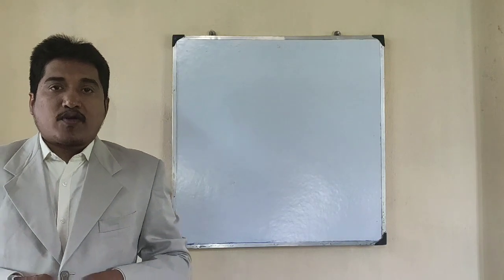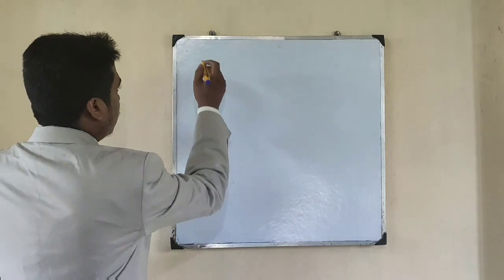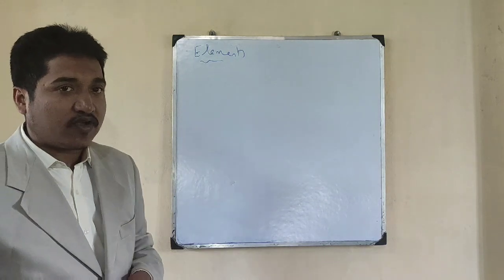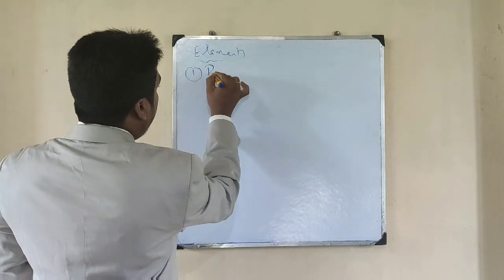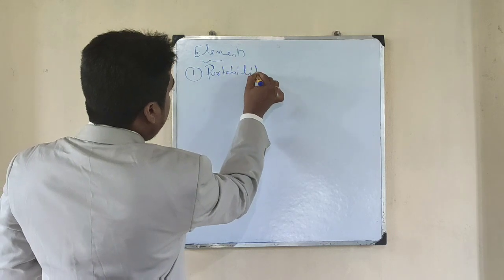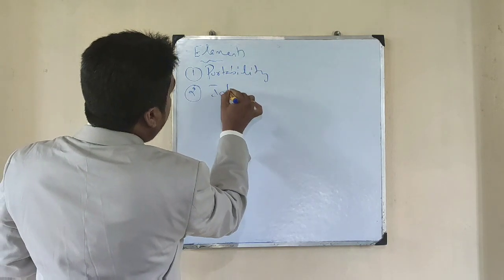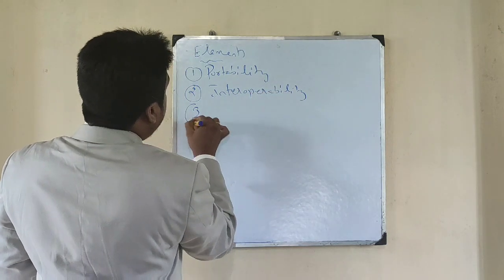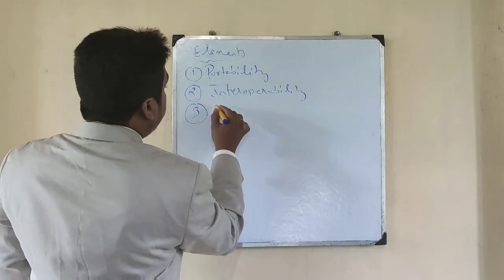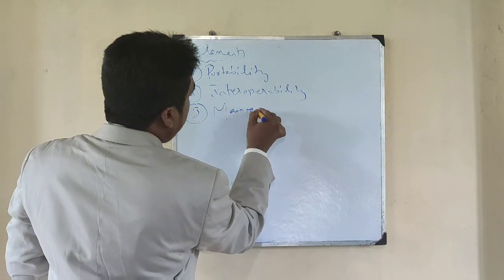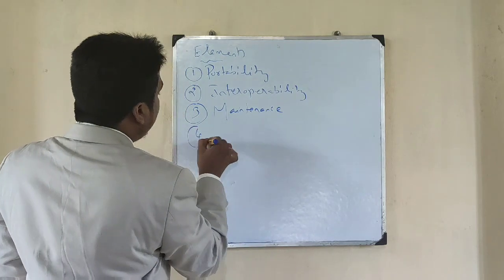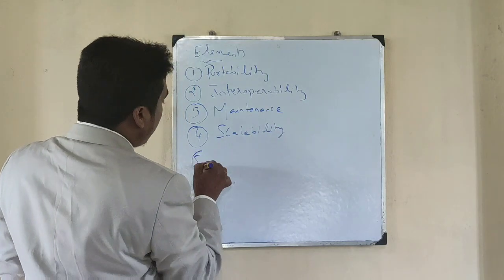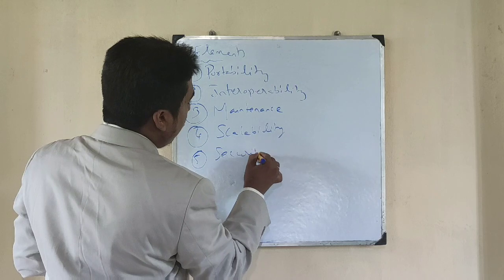Now I am going to explain the elements of hardware, software, system infrastructure. What are the elements we are going to use in the hardware, software, system infrastructure? The first one is portability. The second thing is interoperability. The third thing is maintenance. The fourth thing is scalability. And the fifth one is security.